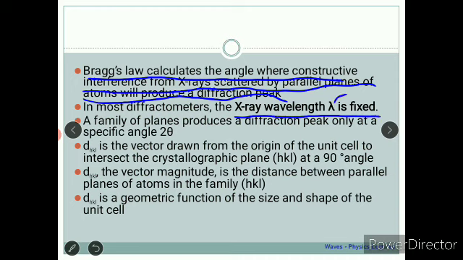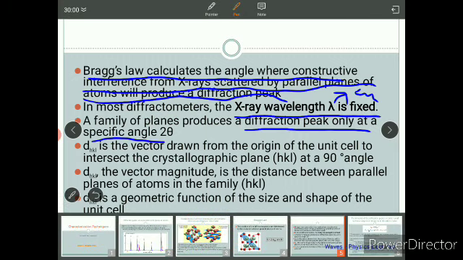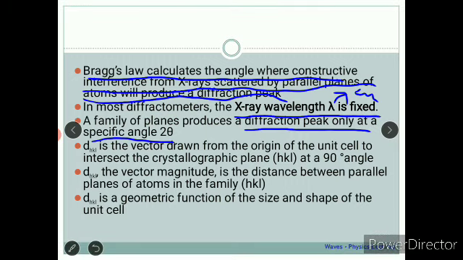Most of the time the X-ray source that is being used is copper, and you obviously have to know how X-rays are produced in any atom. Now a family of planes will produce a diffraction peak only at a specific angle 2 theta. Why it is 2 theta and so on, we are going to look into in our future classes, but right now let's just consider that the diffraction peak will be produced only at a specific angle 2 theta.